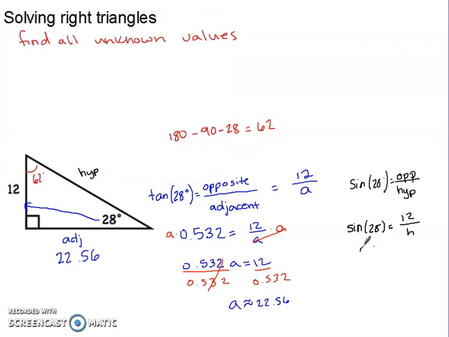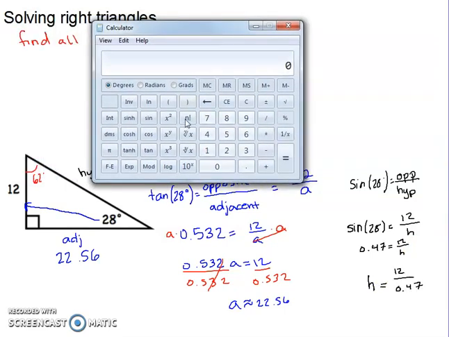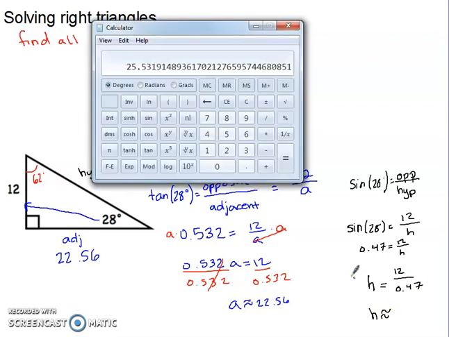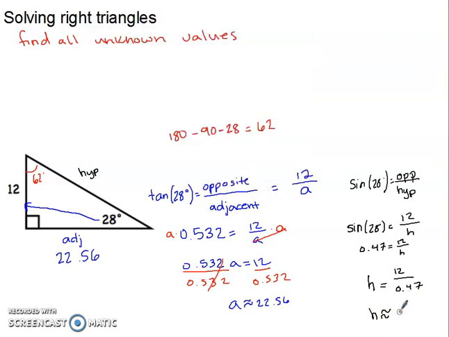0.47. So 0.47 is equal to 12 over h. And then when I solve for h, I've got 12 divided by 0.47, giving me a hypotenuse that is approximately 25.53. So this hypotenuse is approximately 25.53.